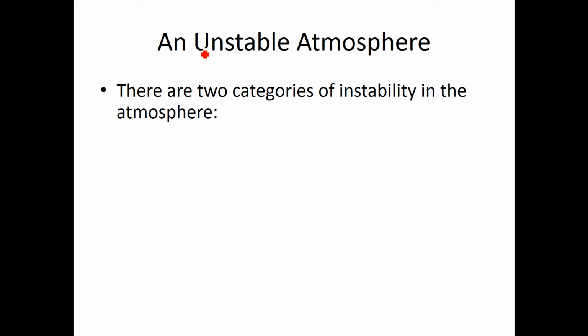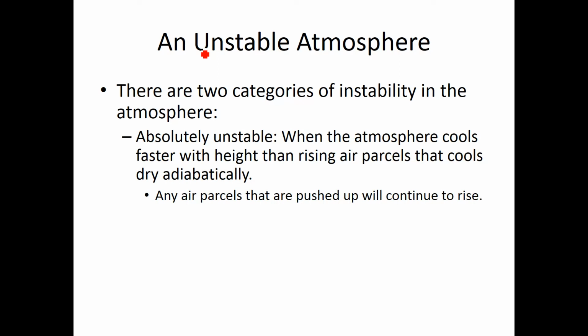And so this gives us two types of instability. The first type is called absolute instability. In the case of an absolutely unstable atmosphere, the atmosphere cools faster than the dry adiabatic lapse rate. So in this case, the atmosphere is cooling faster than 10 degrees Celsius per every 1,000 meters. And in this case, any air parcel will continue to rise. If you take a parcel of air and you push it up, it will continue to rise. So this is an absolutely unstable atmosphere.